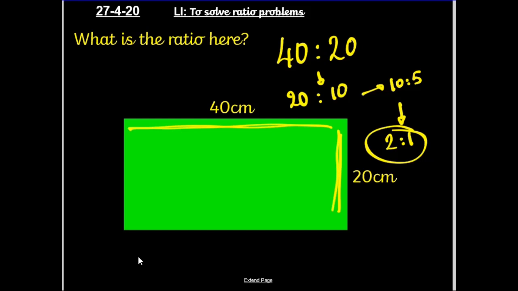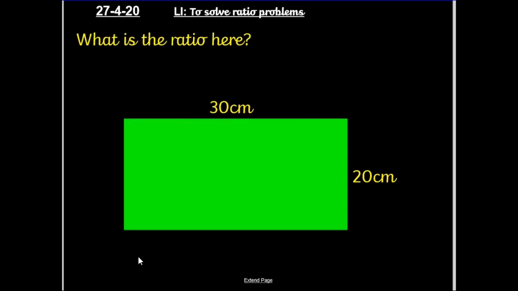Basically means it is 2 times bigger. Whatever I do to this side, this will be half it. Or whatever I do to this side, then this side will be double. Okay, so the ratio of these sides is 2 to 1. It's 2 times longer than that right hand side there.